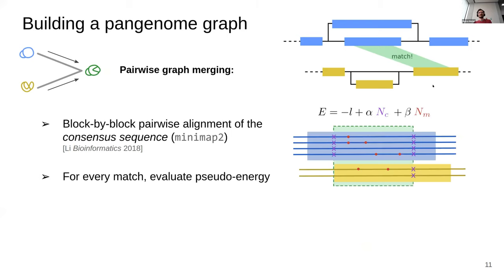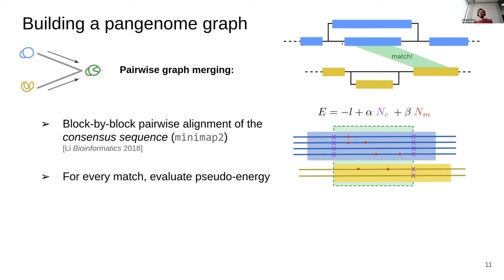And every time we find a homologous region, we have to decide whether we want to merge this into a new block. And we do this using a pseudo energy. Every time this pseudo energy is negative, the merge will be performed. And this pseudo energy goes as minus the length of the alignment. So the longer the homologous region I was able to match, the more likely the alignment is to occur. But then I also have two other terms that depend on N_C, the number of cuts that I will perform when merging the two blocks.